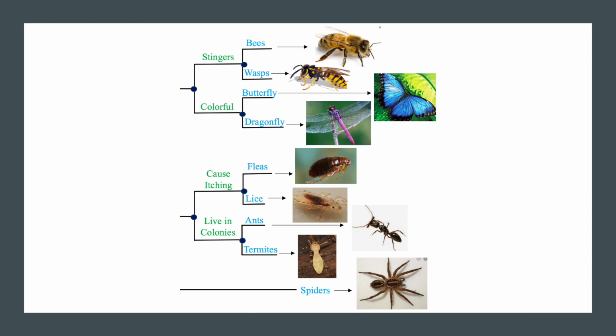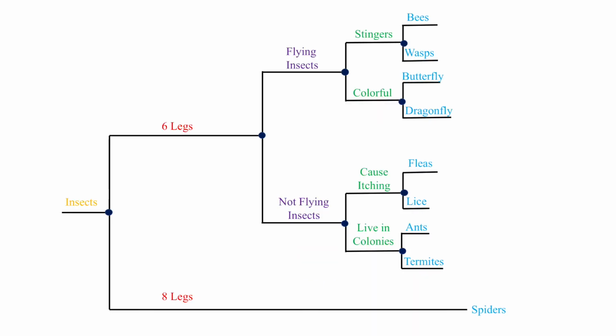The not flying insects that cause itching are fleas and lice. And finally, the insects that don't fly but live in colonies are ants and termites. Here is the phylogenetic tree again. You are able to fully see everything that I have explained, and you can apply the knowledge that you gained today to better understand the divergence that is illustrated.